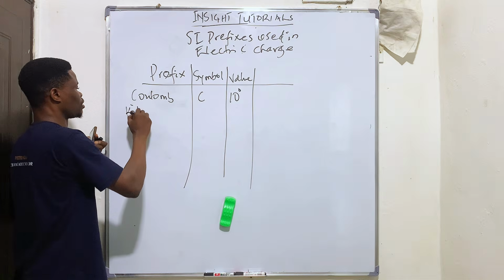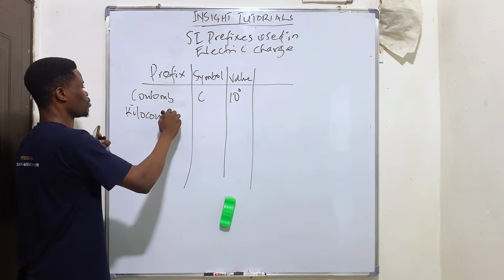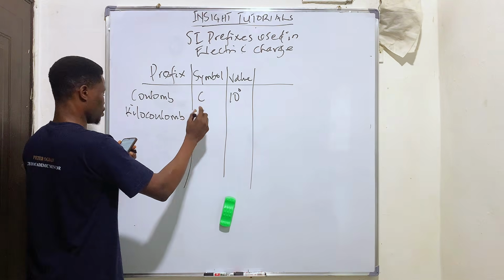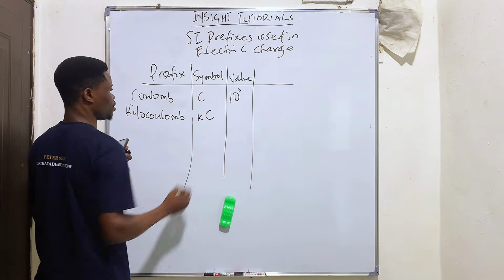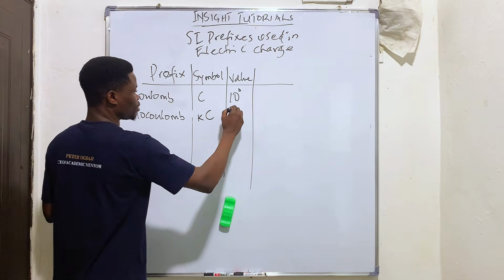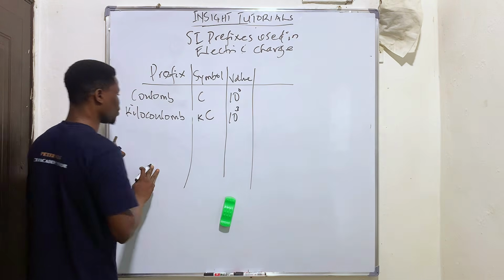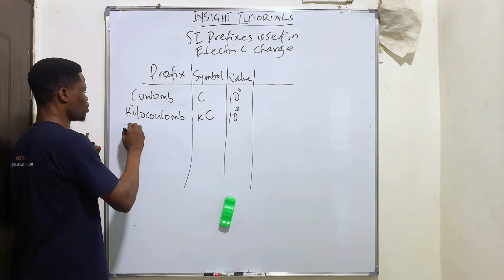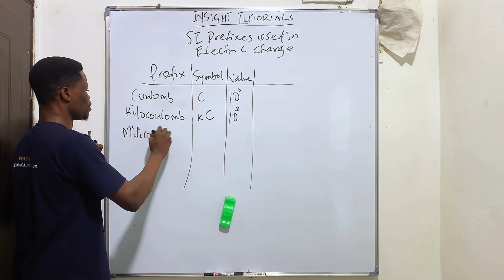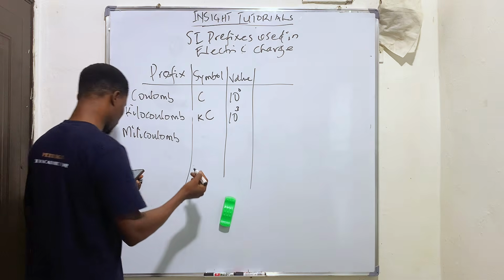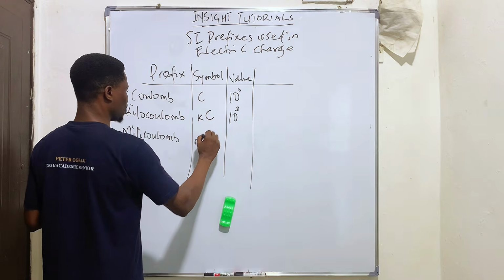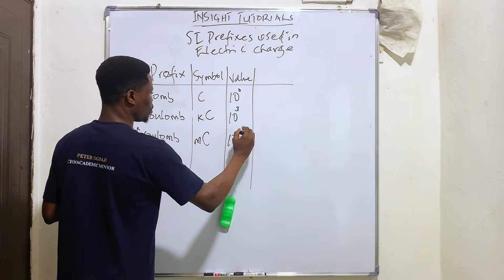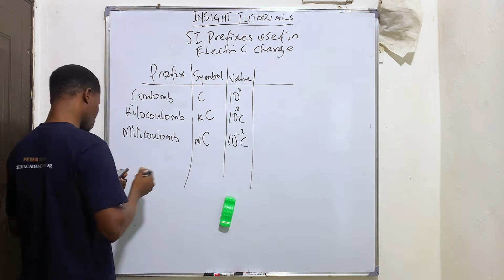If I say kilocoulomb, it means it is KC. That's what it means in symbol. And anything in kilo is 10 raised to the power of 3. Now, the next one they can ask you is your millicoulomb. Now, if they give you a value in milli, the word milli means negative 3, right? So if you see something like this, that is millicoulomb, and it means it is 10 raised to the power of negative 3 in terms of its coulomb.